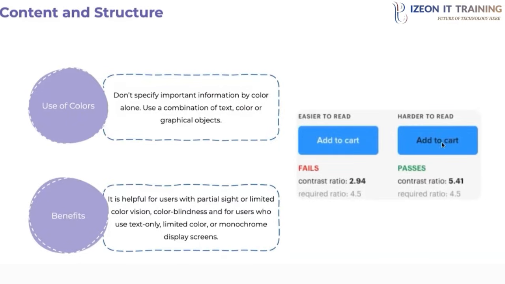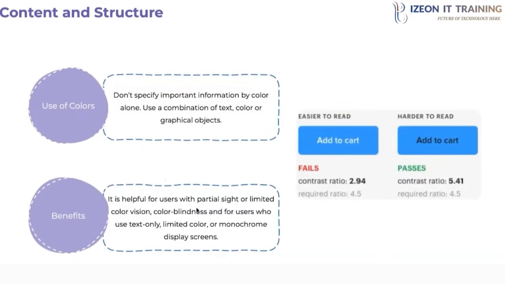Okay, when you have this one, it is harder to read, but it passes the contrast, yet it is harder to read for us in a way. This is easier to read. So you always have to check, even if the contrast ratio is passing, is it easier to read or not? Or you might want to add some text or some other graphical object in a way.